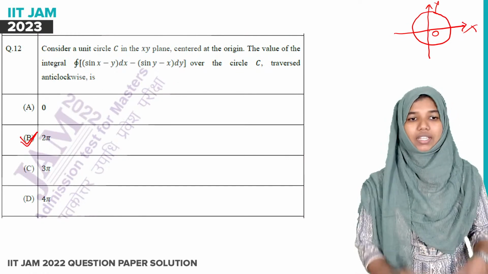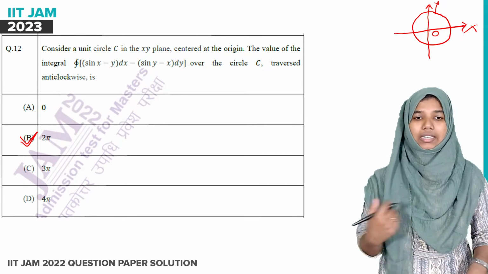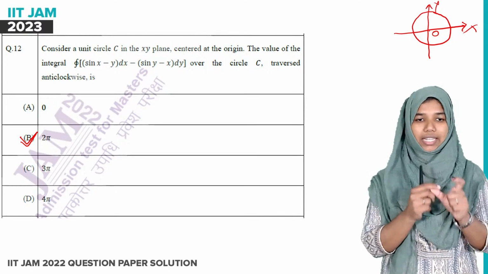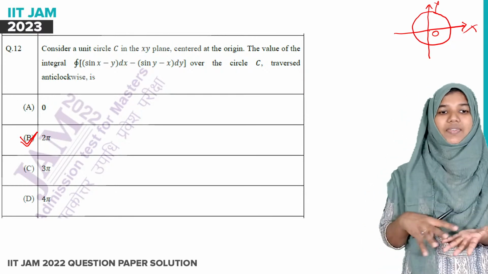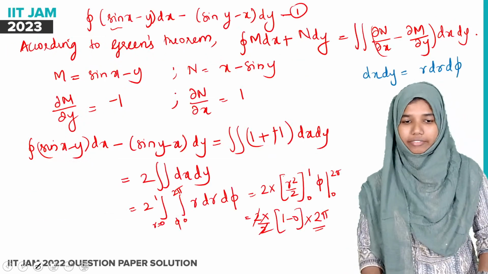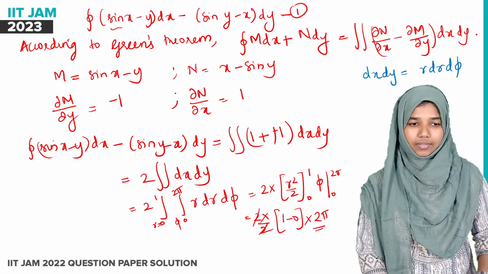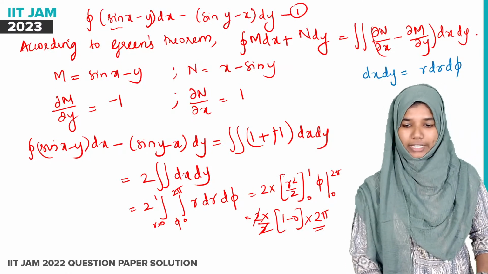According to Green's theorem, we can convert the given integral into a surface integral. After converting, the area element dx dy in spherical polar coordinates in the plane is equal to r dr d phi. Then, integrating with the limits, we get the value of the integral as 2 pi.